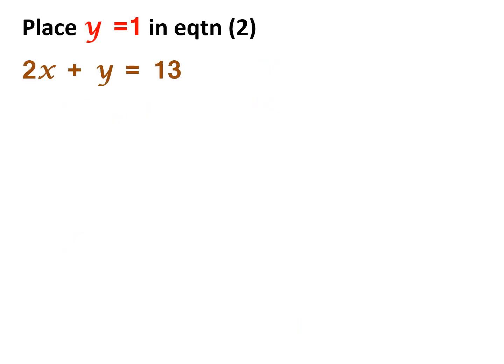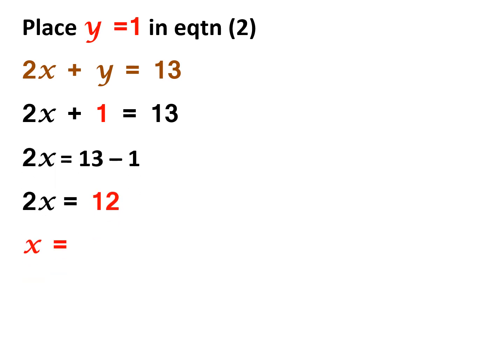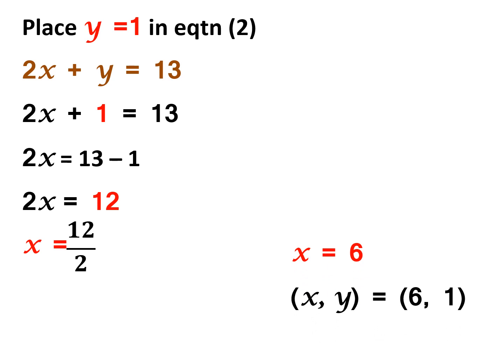Placing y is equal to 1 in equation 2, 2x plus y is equal to 13. 2x plus 1 is equal to 13. 2x is equal to 13 minus 1. 2x is equal to 12. x is equal to 12 upon 2. x is equal to 6. Therefore, the solution x comma y is equal to 6 comma 1.